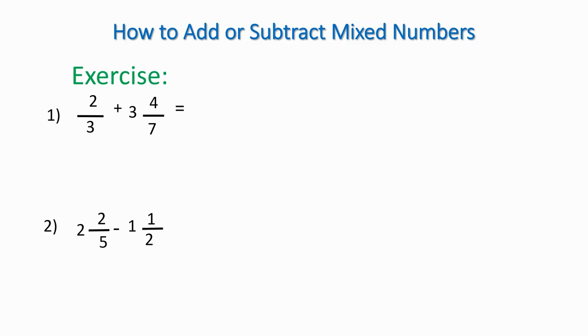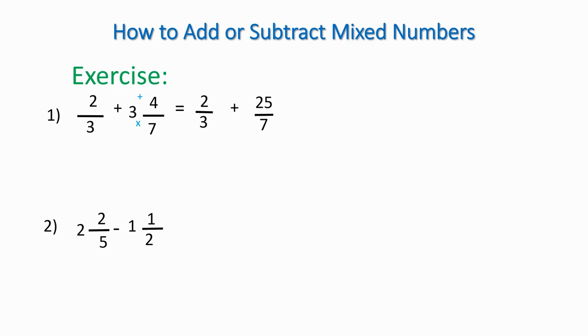And this is how we answer it. So the first one is not a mixed number, so just copy that one. The next one, you change it into improper fractions. So 7 times 3 gives you 21. Add 4 will give you 25, and just copy 7.